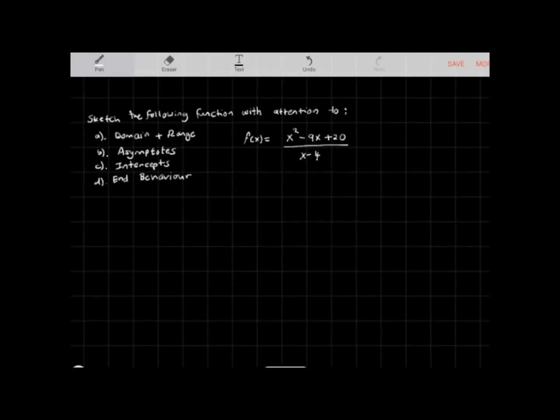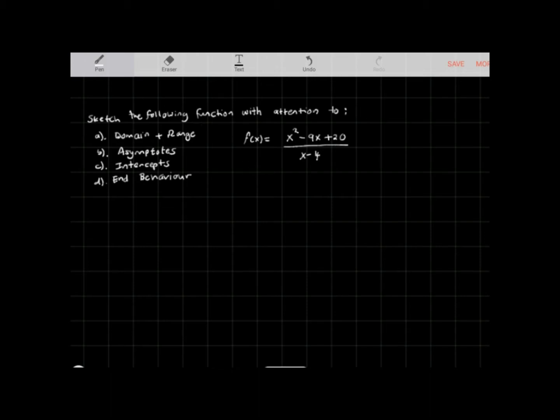Alright, let's take a look at another rational function where the degree of the numerator is 1 higher than its denominator. Here we have a quadratic trinomial, x squared minus 9x plus 20, divided by x minus 4. We want to sketch this based on domain, range, asymptotes, intercepts, and behavior. Now, before you even attempt to sketch this thinking there's going to be an oblique asymptote here, first let's factor the numerator. Let's see if it's actually factorable.